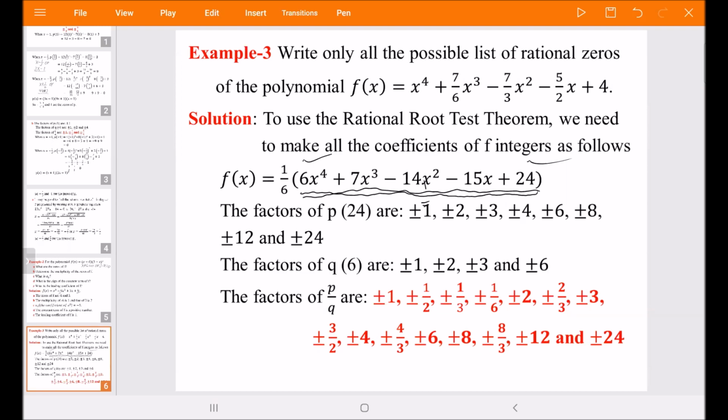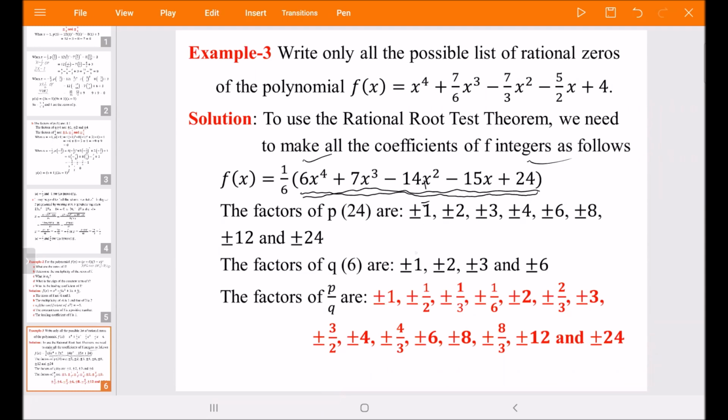So next, list the factors of P over Q whose numerator is 3. So plus or minus 3 over 1. It is plus or minus 3. Then we have 3 over 2. Plus or minus 3 over 2. 3 over 3, it is 1. So plus or minus 1 is already mentioned. Plus or minus 3 over 6. 3 over 6 is 1 over 2. It is already mentioned. So consider the factors of P over Q whose numerator is 4.